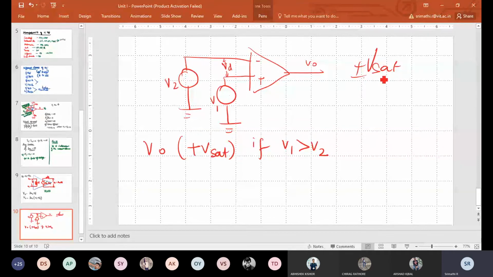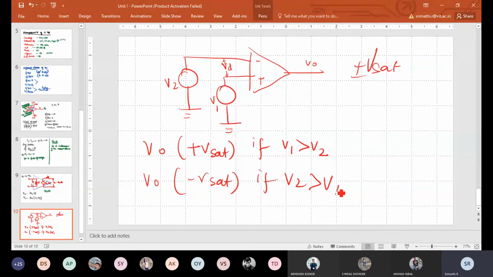You will get plus V saturation if V1 is greater than V2. And you will get minus V saturation at the output when V2 is greater than V1. So this operational amplifier will act as a switch between your positive V saturation and your negative V saturation.